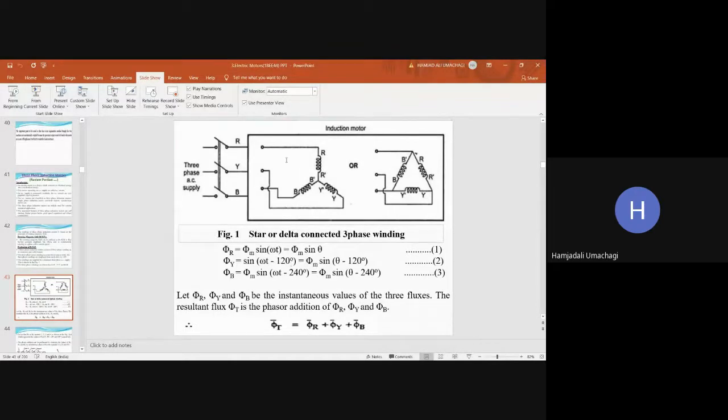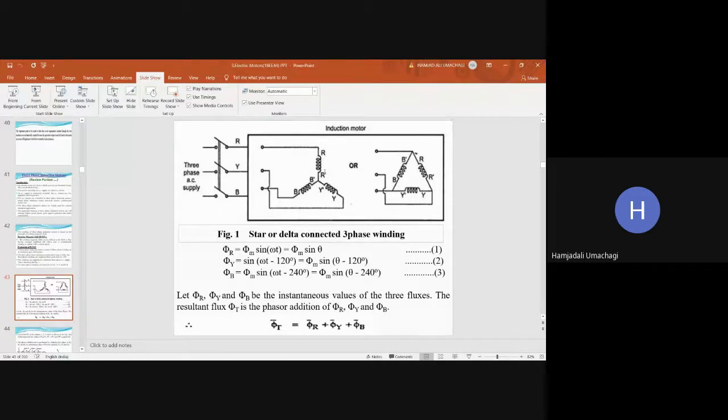So φr will be along the R phase, φy along the Y phase, and φb along the B phase, and their values are shown here. φr = φm sin ωt, φy = φm sin(ωt − 120°), φb = φm sin(ωt − 240°). Altogether, there are three fluxes produced by the R, Y, and B phases, which are displaced by 120 degrees electrically, and they are all the time rotating at the same speed with constant amplitude. These are the characteristics of the fluxes produced by the R, Y, and B phases of the three-phase winding.